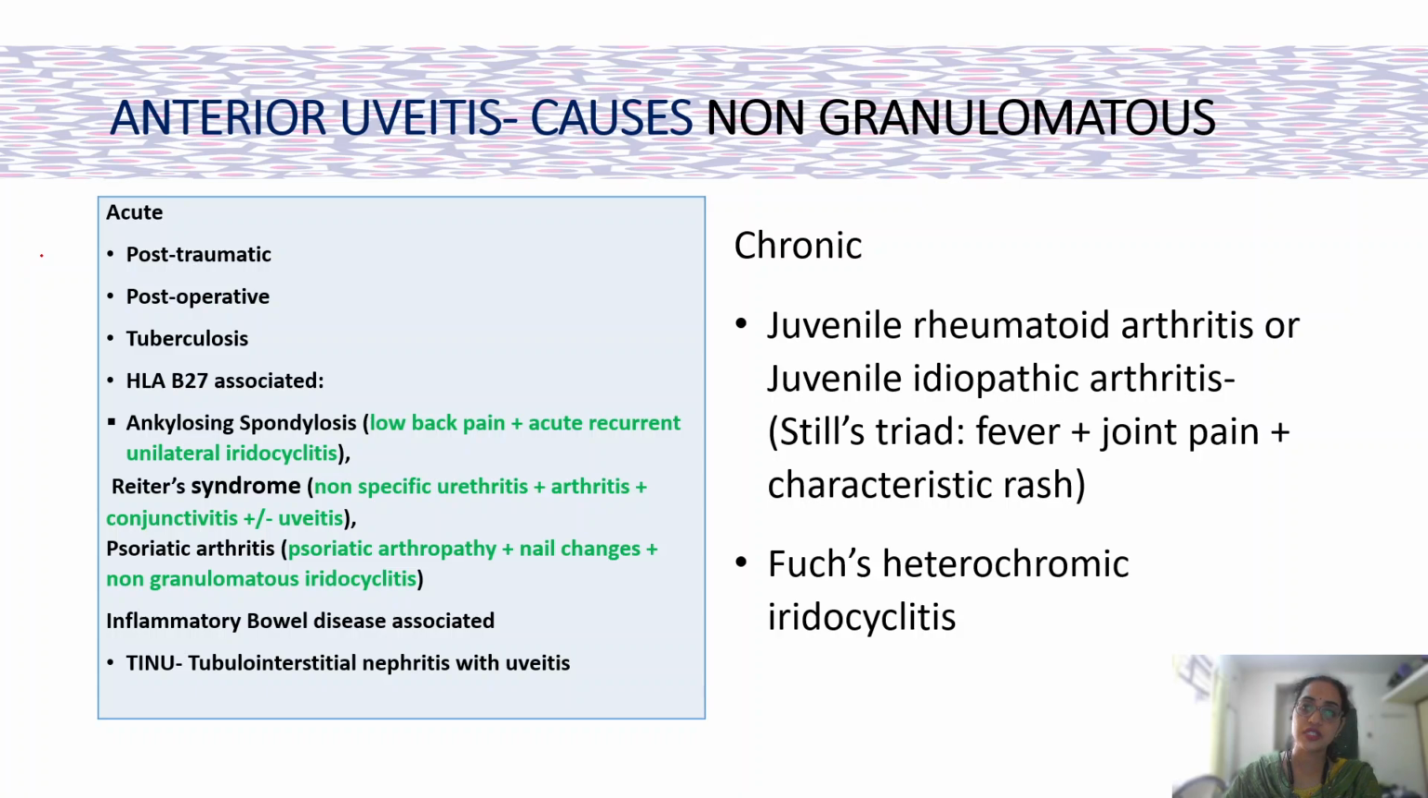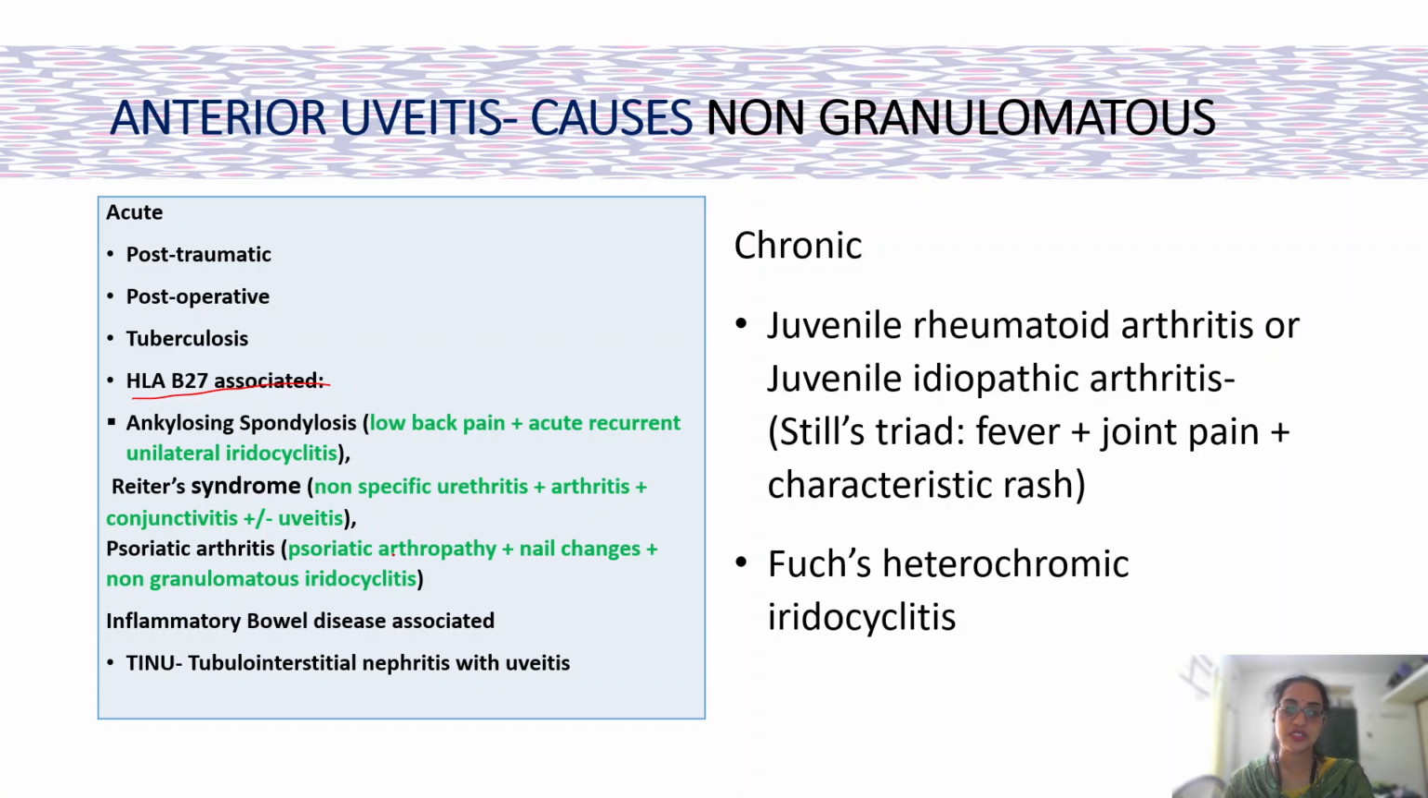So what are the causes? Let's consider the non-granulomatous causes for anterior uveitis. Acute causes are post-traumatic and post-operative, which we see more commonly. Tuberculosis, then HLA-B27 associated uveitis, which can be due to systemic disorders like ankylosing spondylitis, which is characterized by low backache, sacroiliitis, and acute recurrent unilateral iridocyclitis. Reiter syndrome is a non-specific urethritis with arthritis and conjunctivitis, plus or minus uveitis.